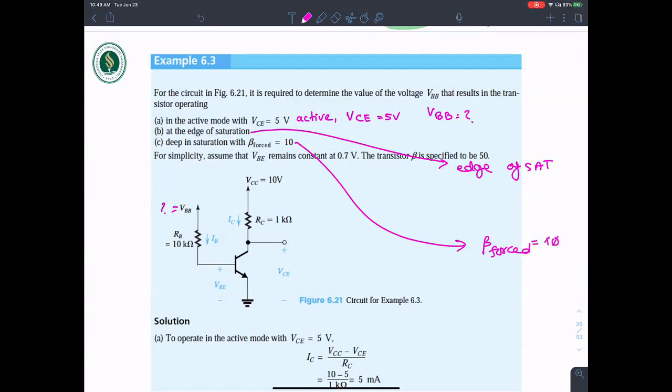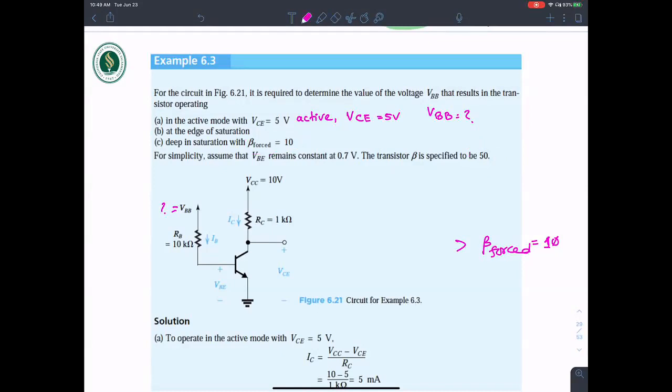So just about everything is the same, except that beta forced equals 10 in the saturation region, which is a bad thing for us. And then in the active region, beta is specified to be 50. So the active region current gain is 5 times the forced region current gain.